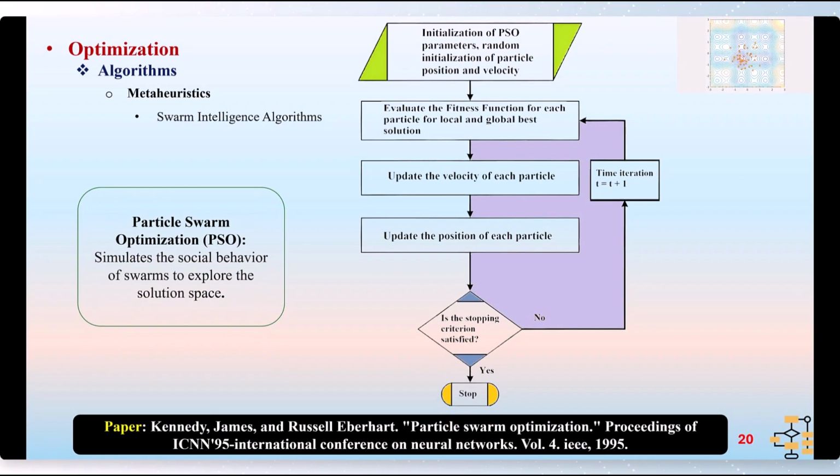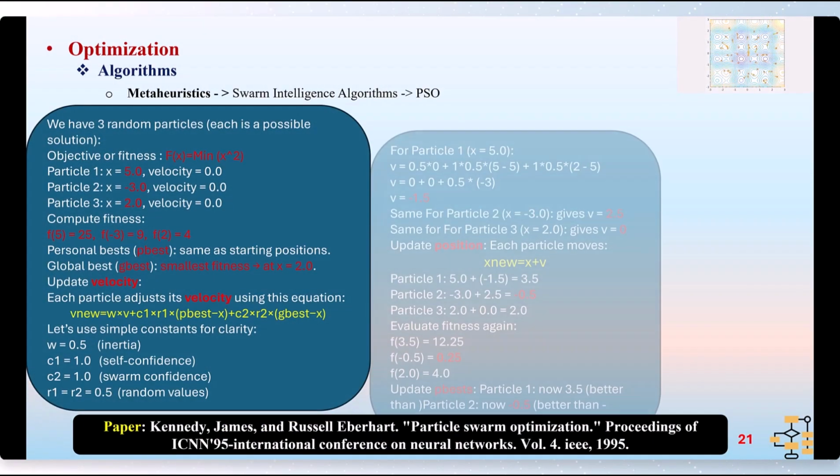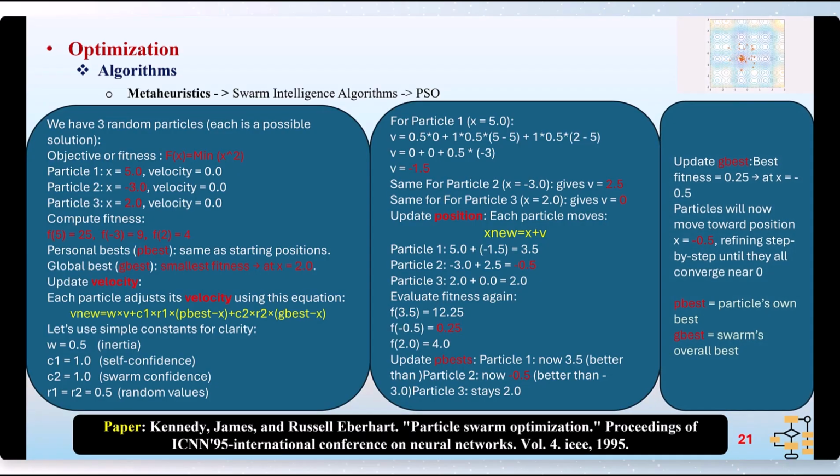Here we can see the flowchart of the PSO algorithm, or particle swarm optimization algorithm, which is from the family of swarm intelligence algorithms. It simulates the social behavior of swarms to explore the solution space. Swarms like fish or birds, which are swimming or flying with each other toward a specific goal. And you can find the paper related to it in the caption.